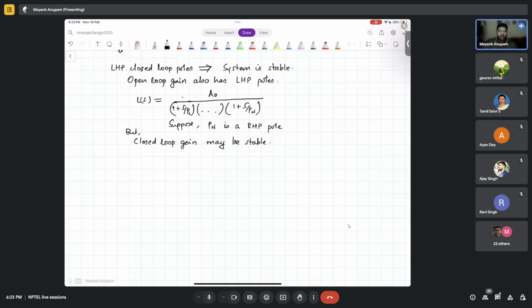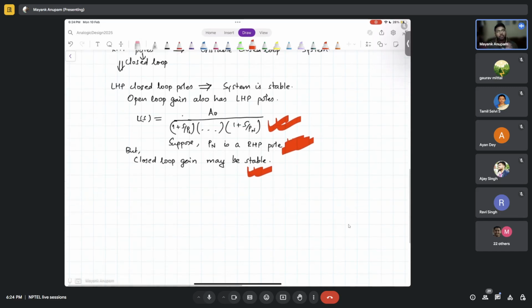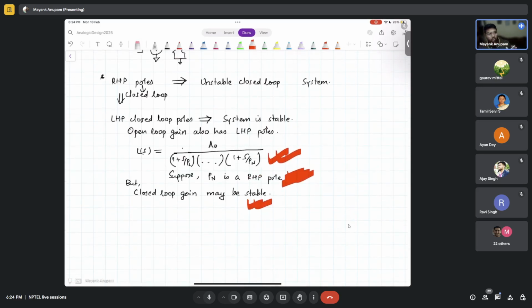So is the point clear now what I'm trying to say? It can happen that the open loop system has poles in the right half plane, I mean the open loop gain expression has poles in the right half plane. Got it? But even then the overall closed loop system can be stable. It can happen. However, we'll not be looking at those cases. We'll be looking at only those cases where all the poles of the loop gain expression are in the left half plane. Got it?